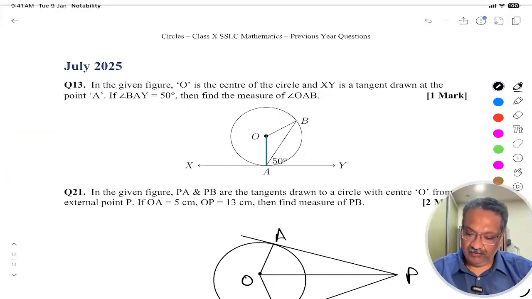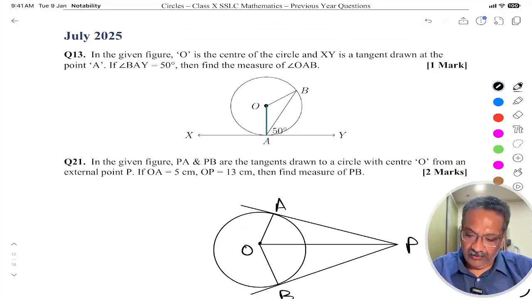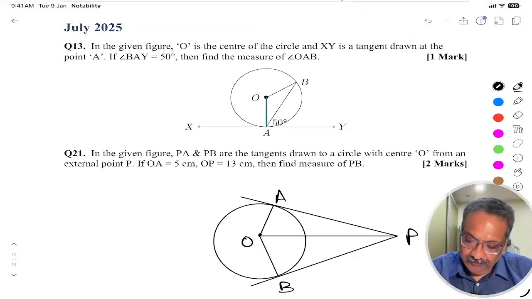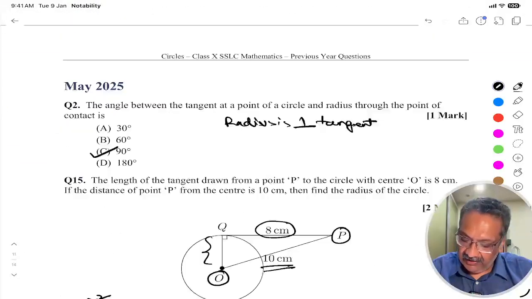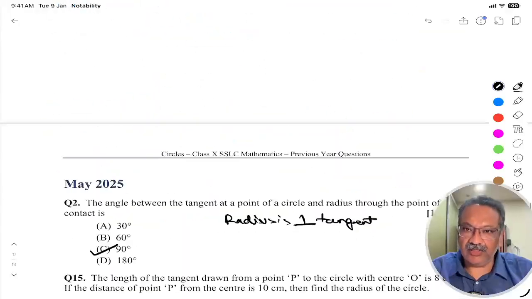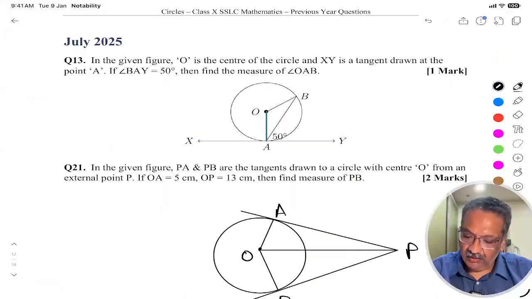Now, let's come to the July 2025, 1-mark question. This is also very simple. You have to read it in detail. See, in the given figure, similar to what we did earlier where there was 130, a very similar question they have asked here. So, I will just solve it directly.